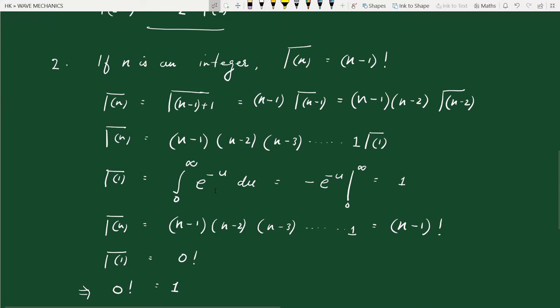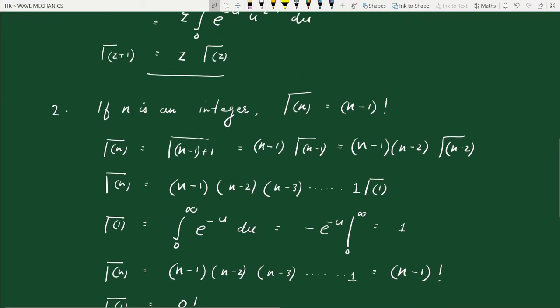So this is one property of the gamma function: if n is an integer, then gamma n is equal to n minus 1 factorial.